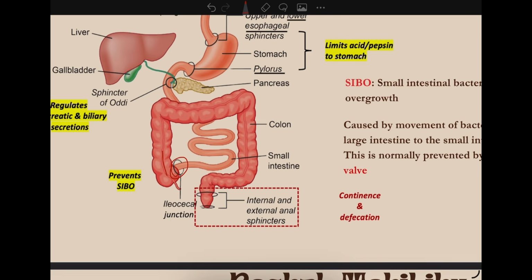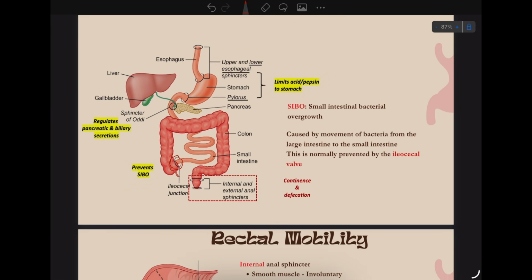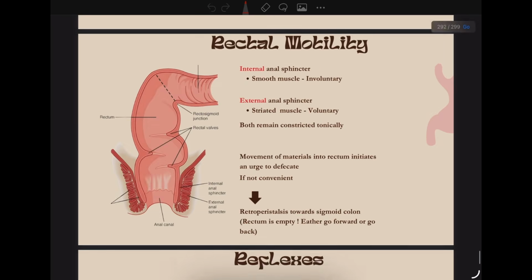I want you to know that the large intestines are a non-sterile environment. They are filled with bacteria. The small intestines is, let's say, mostly sterile, okay? So you don't want bacteria to go back. So we have this valve between the ileum and the cecum, what prevents the retrobulging of food or the feces into the small intestines. What if the valve is incompetent? You will have this condition, which is self-explanatory: small intestinal bacterial overgrowth.